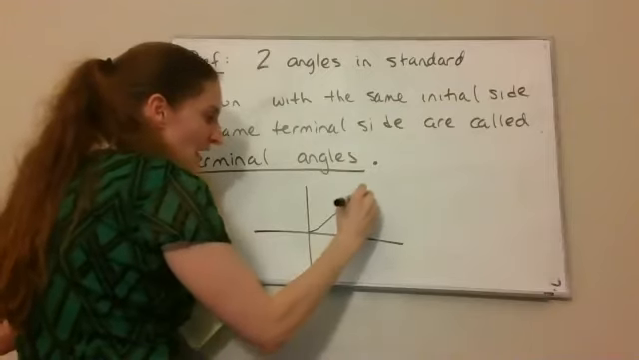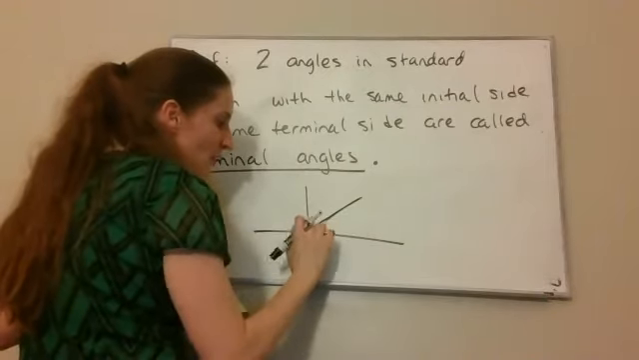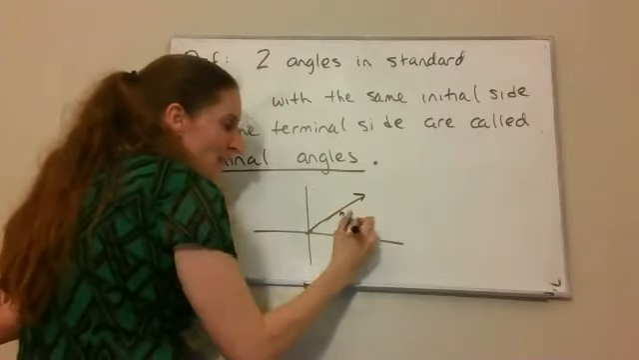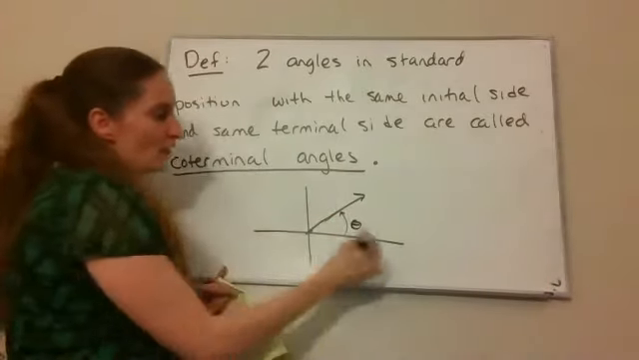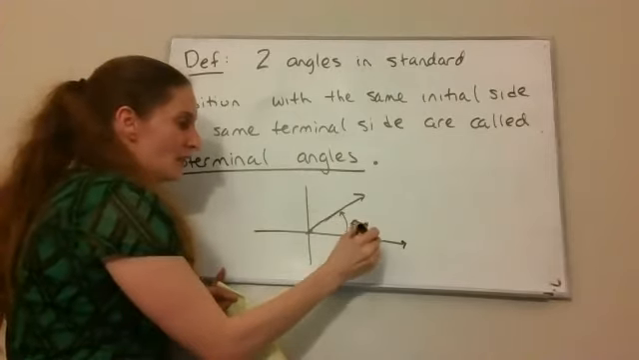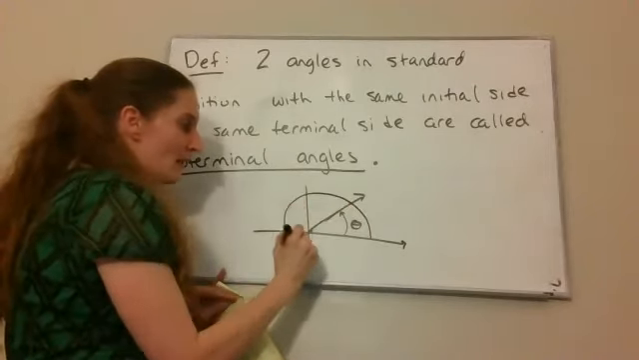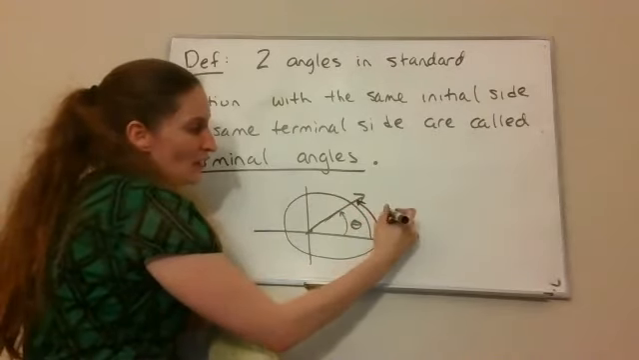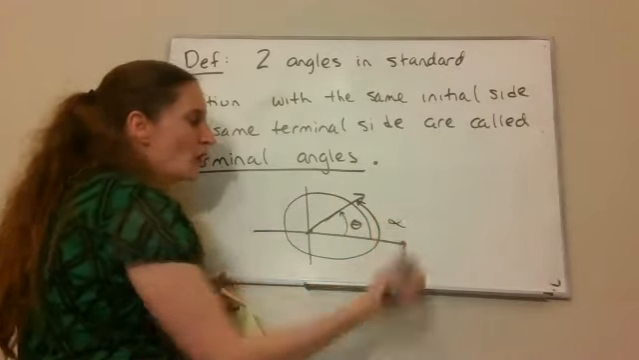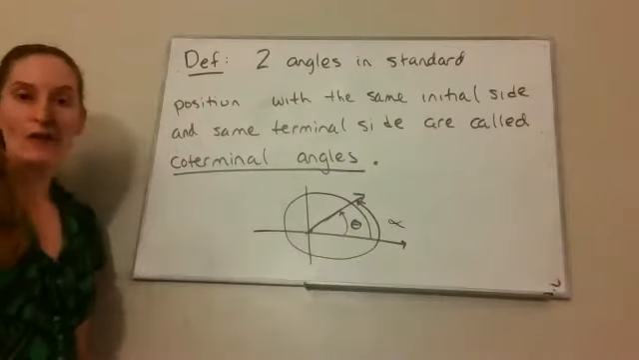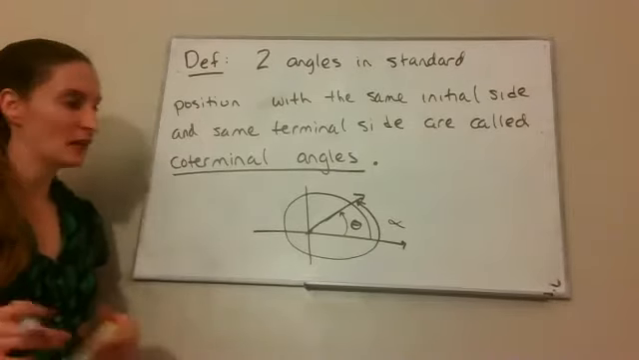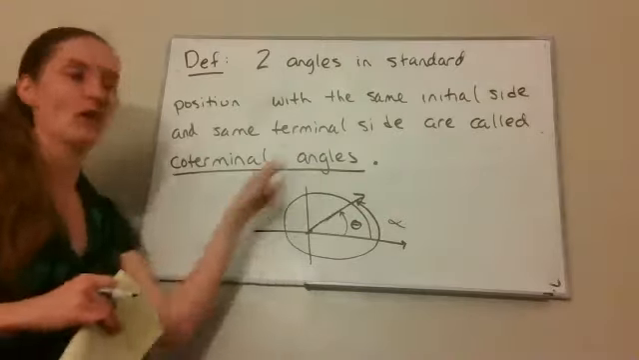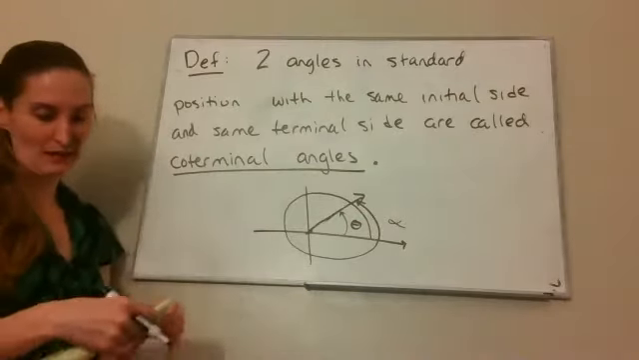Here's a quick example of what that looks like. Let's just say that's my terminal side. So I have this angle here, theta. An angle that's coterminal to that, well, I could go all the way around and then back to this terminal side. Let's call that big angle alpha. Alpha and theta are coterminal angles because their terminal side is the same. It's just that alpha went all the way around and then went back to the same place.